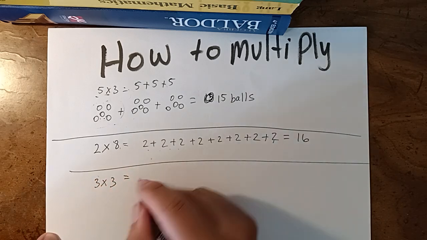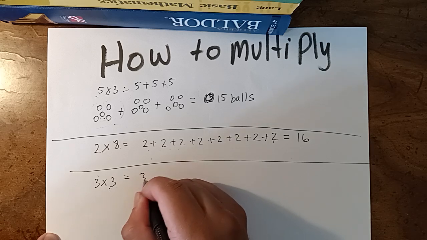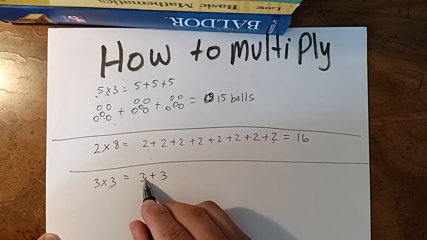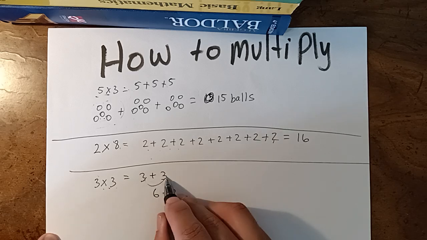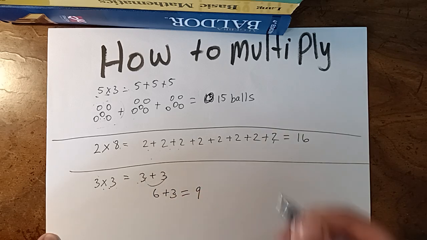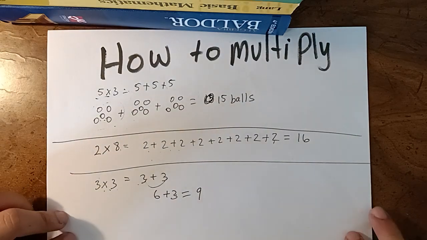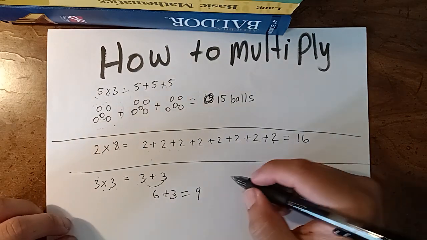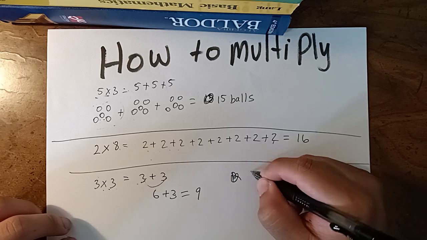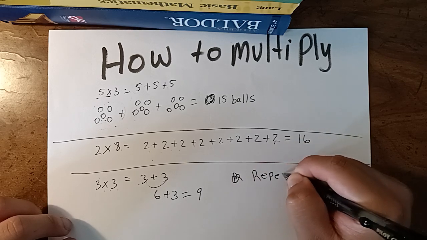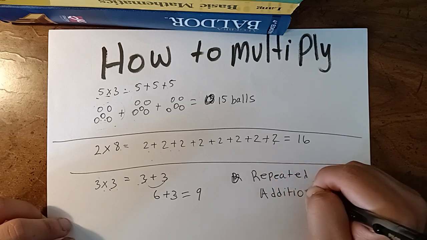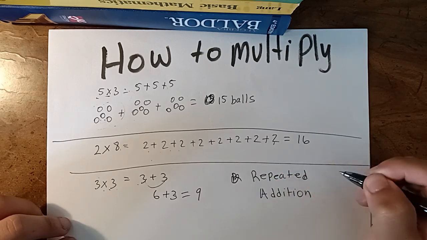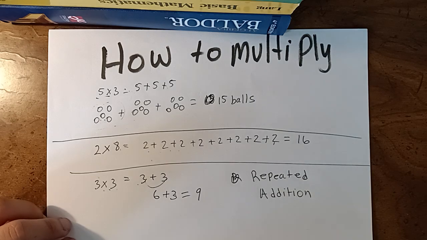Last example. 3 times 3, so it'd be 3 plus 3. This is 6 plus another 3 because we need 3 of them, so we only got 2. It'd be 9. That's essentially what multiplication is. It's just repeated addition. That's all multiplication is. It's just repeated addition.